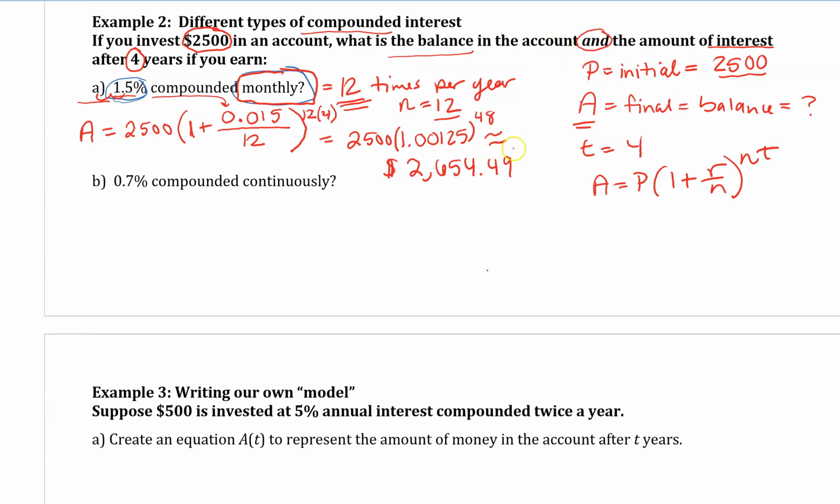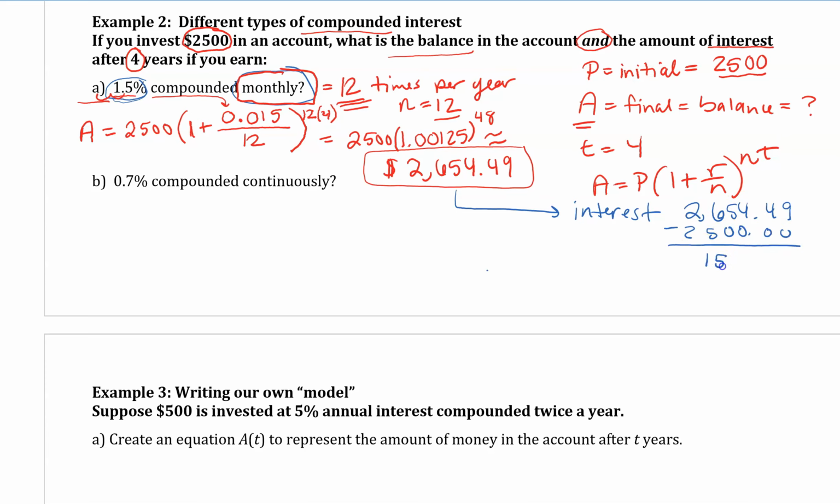So that's the amount or the balance in the account after the 4 years. So that answers the amount question, which is why it's in dollars and cents, which is why I rounded it to 2 decimal places. But it also wanted us to find the interest earned. So what is that? The interest earned, let's do this over here. That's just the difference from what was originally invested. $2,500 was originally invested. Now I have $2,654.49.